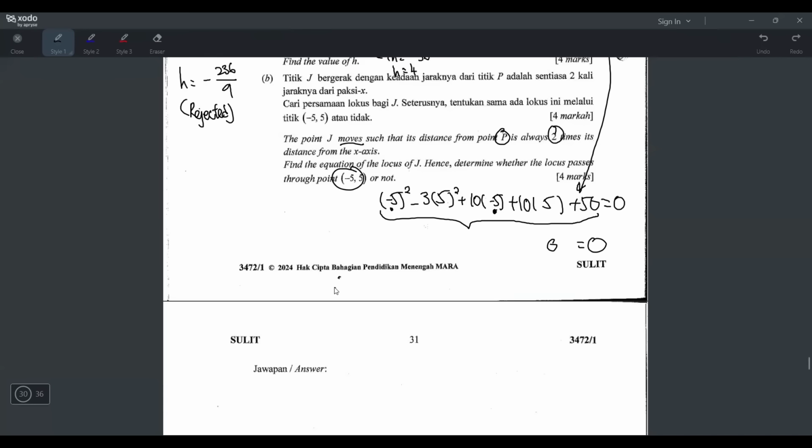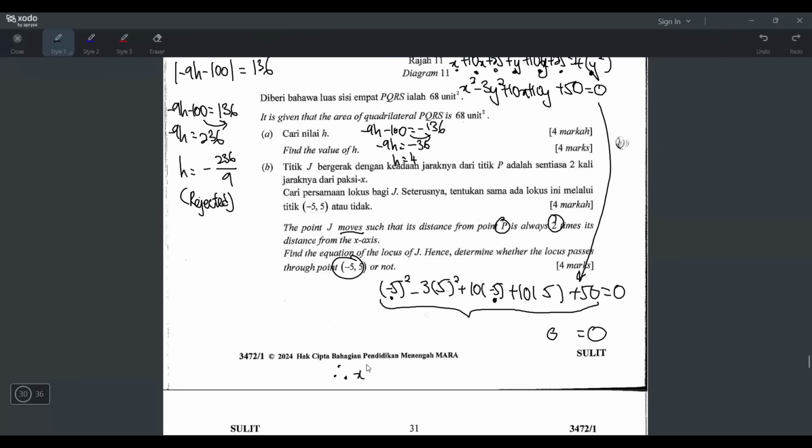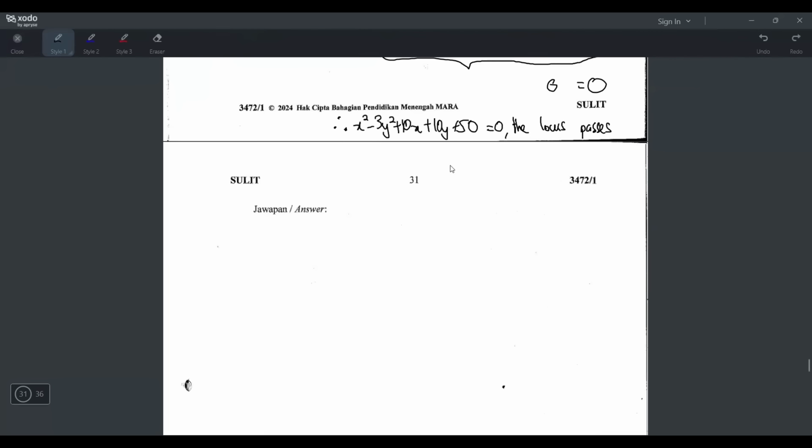Okay, so I'll just write my final answer here. The equation of locus, I'll have to write again, right? So this is the answer: x square minus 3y square plus 10x plus 10y plus 50 equals 0. And then comma, determine whether the locus passes through. So I'll just write, the locus passes through point negative 5, 5. Okay, passes through point negative 5, 5.